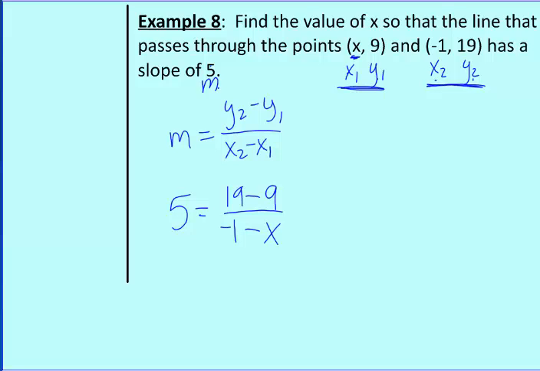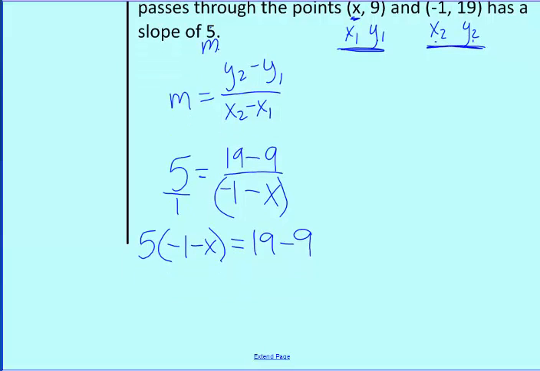Now, if you remember back to standard 2, when we were talking about proportions, I can make the 5 into a fraction, and we can cross multiply. So 5 times (-1 minus x) equals 19 minus 9. And now it's set up as an equation that you should be able to solve. So we distribute our 5. So 5 times -1 is -5. 5 times -x, -5x, equals 10, because 19 minus 9 is 10.